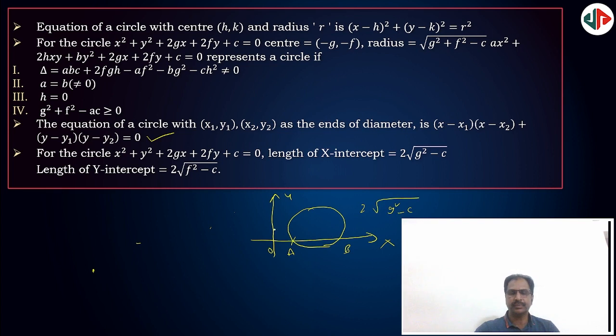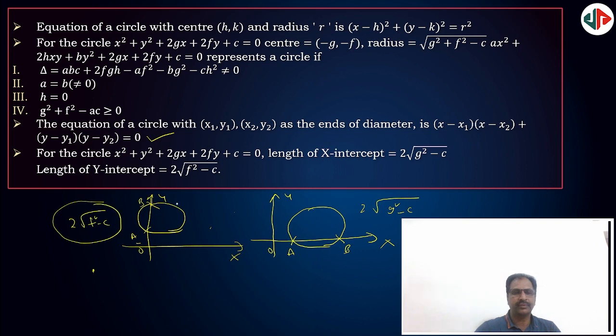What is the meaning of x-intercept? If a circle intersects the x-axis at 2 points A and B, the distance between those 2 points is known as the length of x-intercept, which is 2 root g square minus c. Suppose a circle intersects the y-axis at 2 points, then the distance between those 2 points is known as the length of y-intercept, which is 2 root of f square minus c. So this is the formula for length of y-intercept and this is the formula for length of x-intercept.